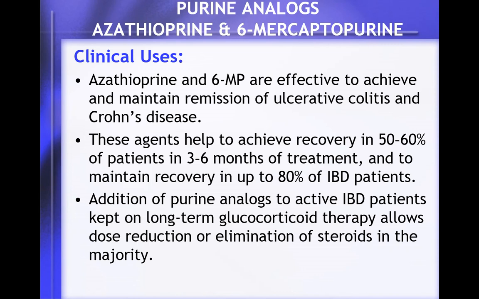Addition of purine analogs to active IBD patients who are kept on long-term glucocorticoid therapy allows the dose reduction or elimination of steroids in the majority. Means the combination therapy will provide the benefit of reducing the dose of both the glucocorticoids as well as these immunosuppressants. So by reducing the doses, we will face fewer side effects.